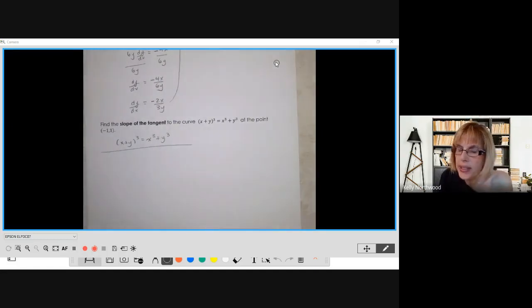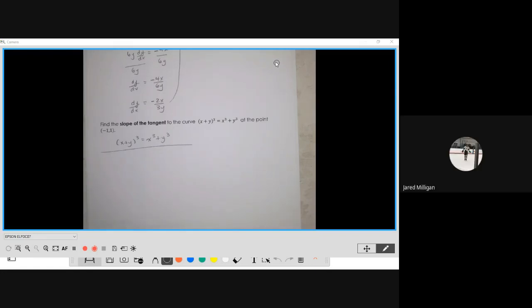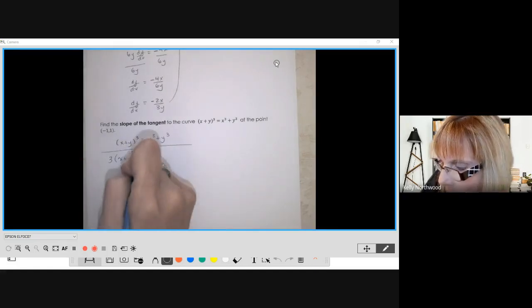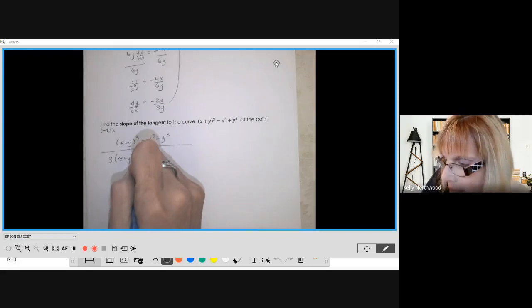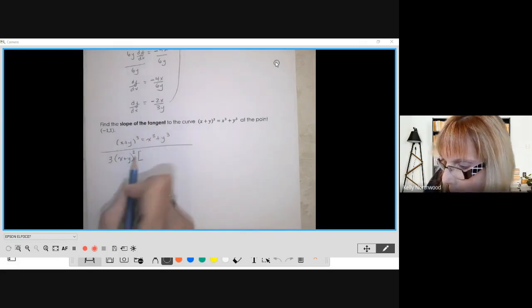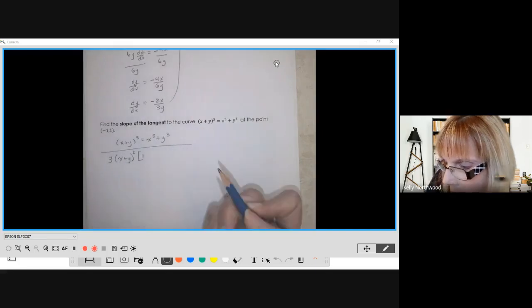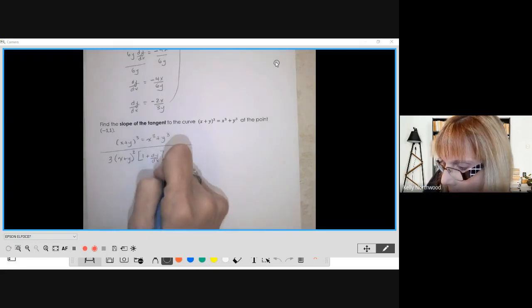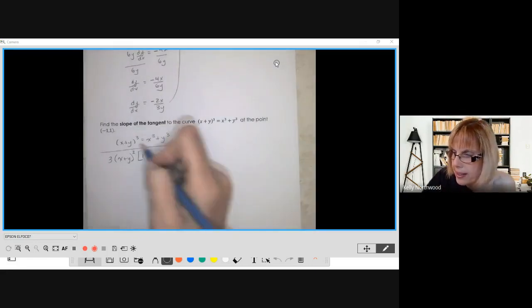Any ideas how you would derive x plus y all cubed? Can you hear me? Yep. Okay. I think you could do the chain rule, right? Yes. So the 3 comes down. X plus y all squared times the inner derivative, which I could put in square brackets. So the derivative of x is 1, and the derivative of y is dy by dx. Okay? So that's this side.